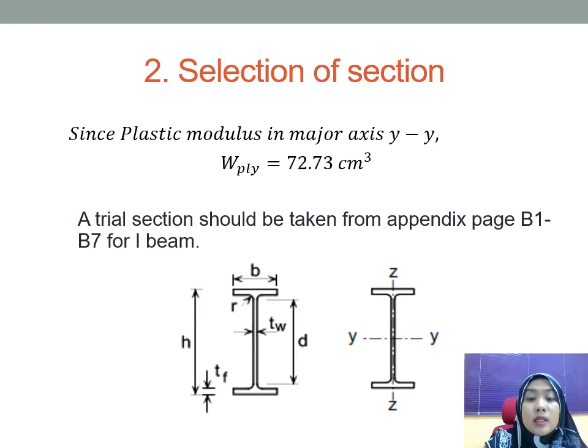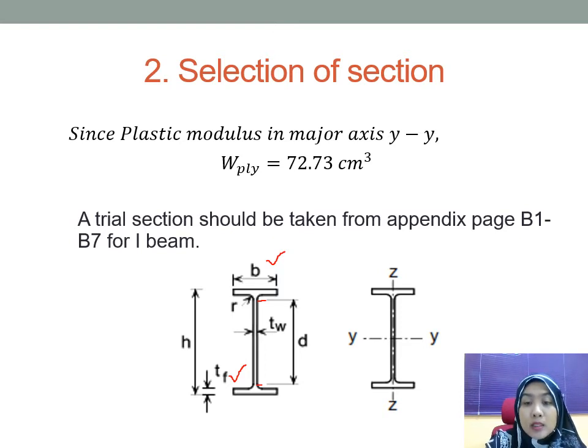Given here is the dimension and also the axis for the I-beam. B is the length of the flange and TF is the thickness of flange. The H value is the height of the beam. D value is from here to here. And TW is the thickness of the web.